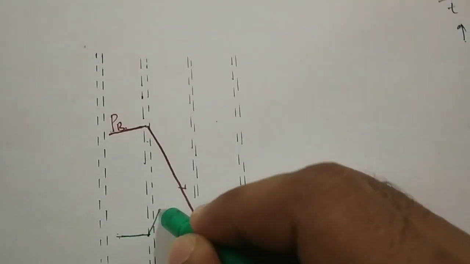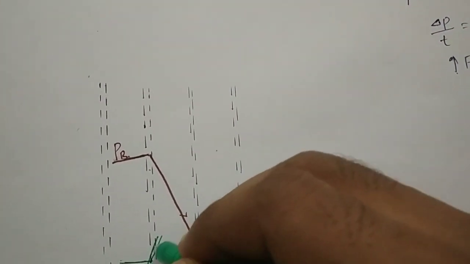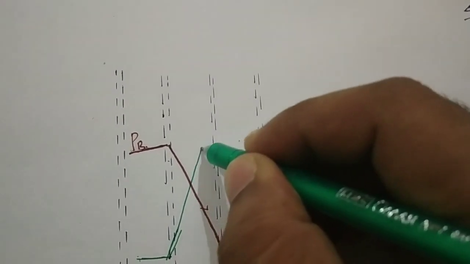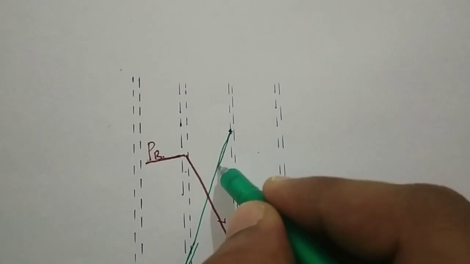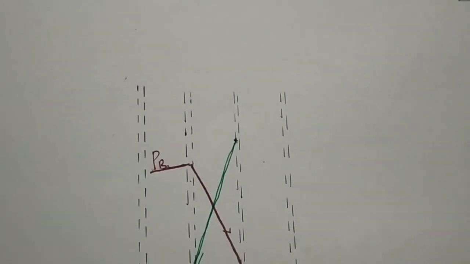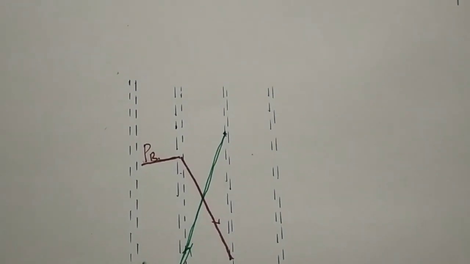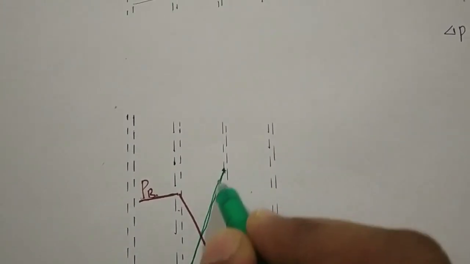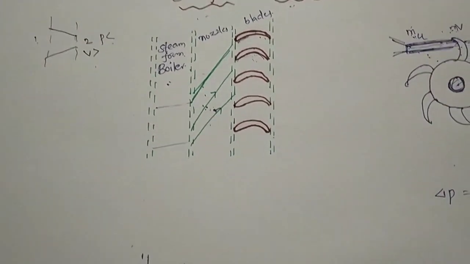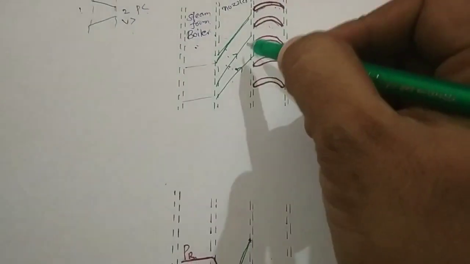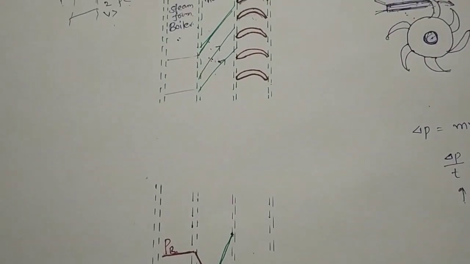Therefore this line indicates the increase in velocity. This green line indicates the velocity line and the red line indicates the pressure. From here to here the velocity increases. These two I am drawing only for the nozzle.